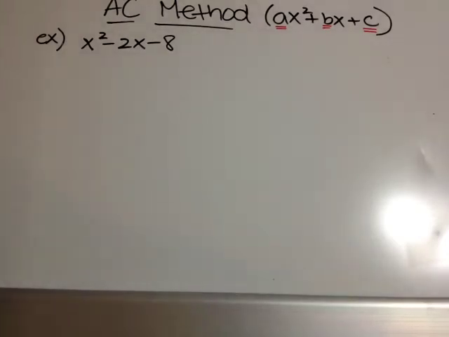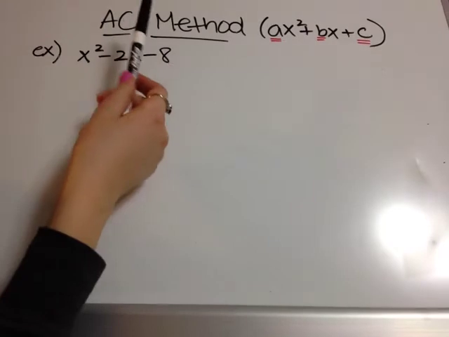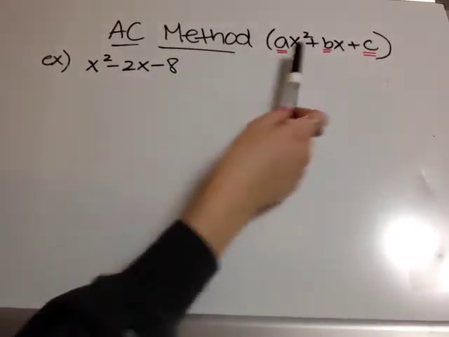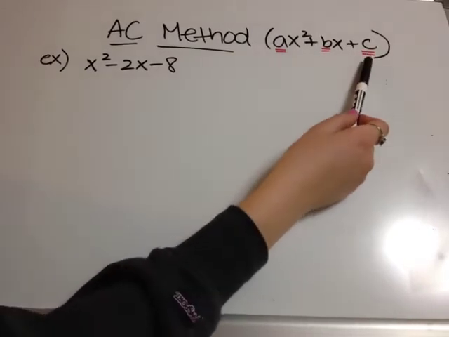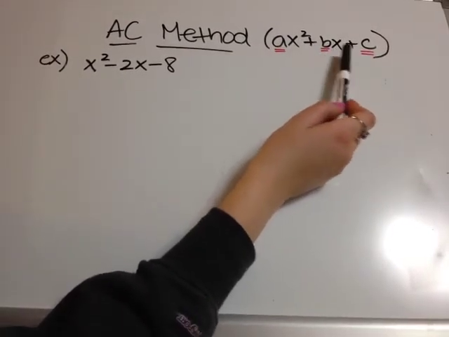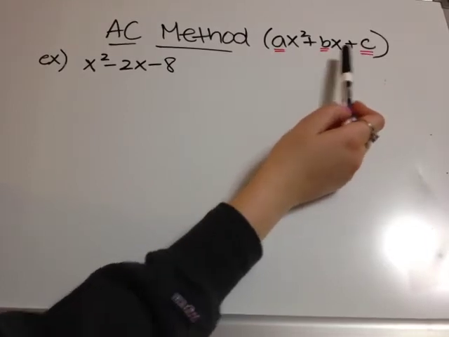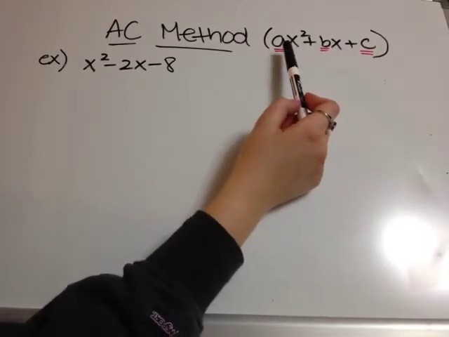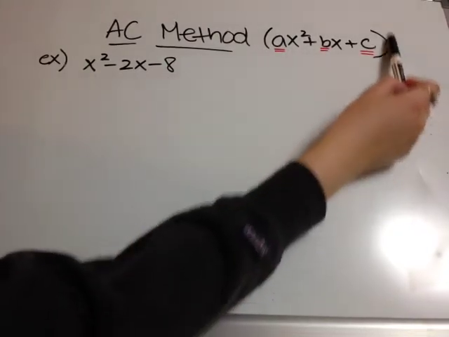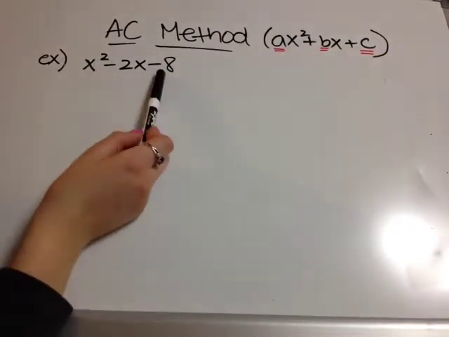So in this video, I will be showing how to factor using the AC method. Now, the AC method can be used when we have a polynomial that's made up of three terms. The first term is ax squared, the second term is bx, and the third term is c. So basically, let's look at our example, which matches this format because it has three terms.